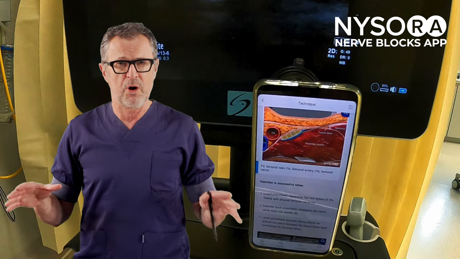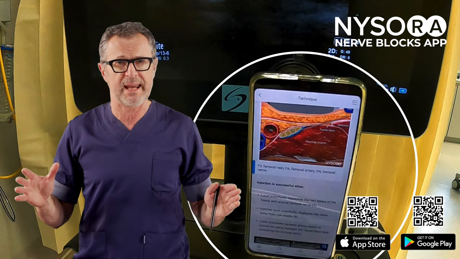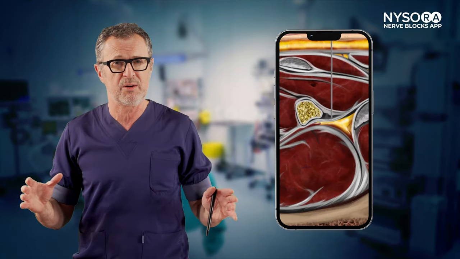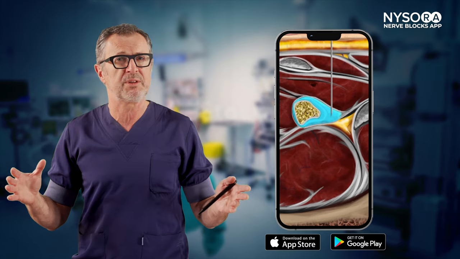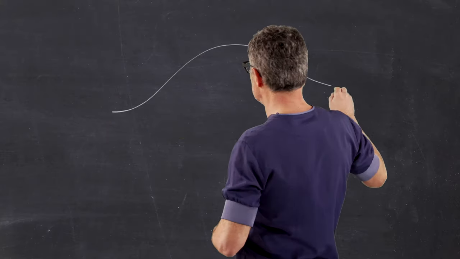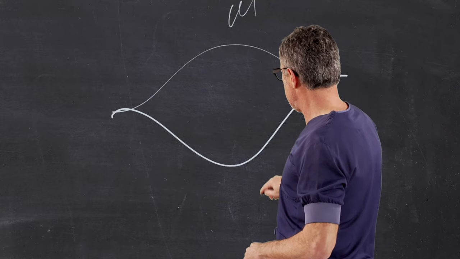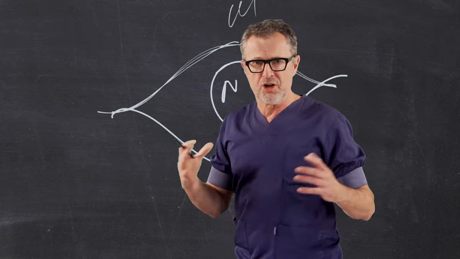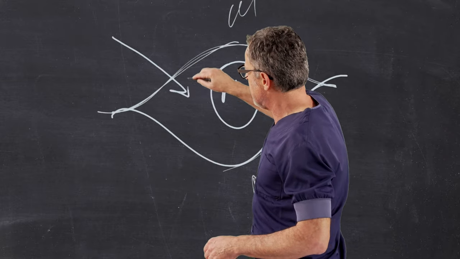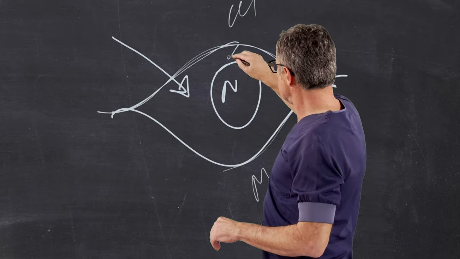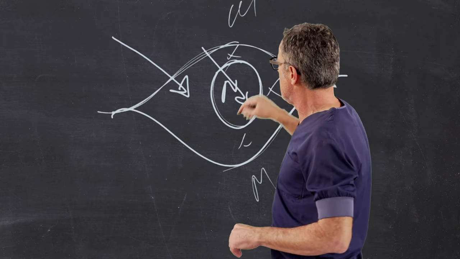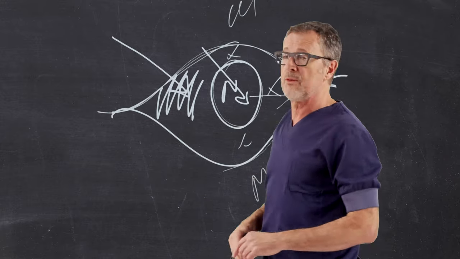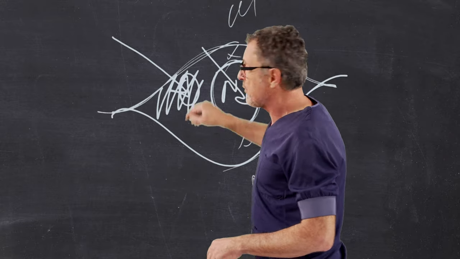If you've ever watched or had a chance to download NYSORA's nerve block app, you would see that in that app and in all the teaching of NYSORA, we define a nerve block as an injection into the space that contains a nerve. In other words, if these are the two tissue fascias, with muscle above and muscle below, and these are the fascial layers that envelop a nerve, then the nerve block is simply an injection into that space. It's not an injection perineurally, subepineurally, or intraneurally, but in that space that contains a nerve. And when that happens, the nerve moves away from the local anesthetic and away from the needle to safety.